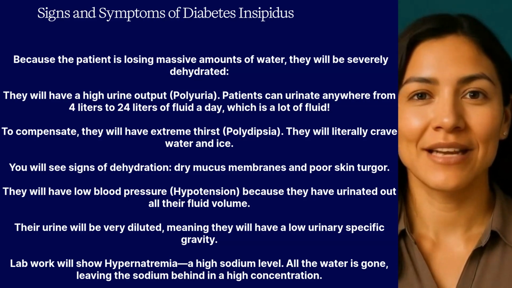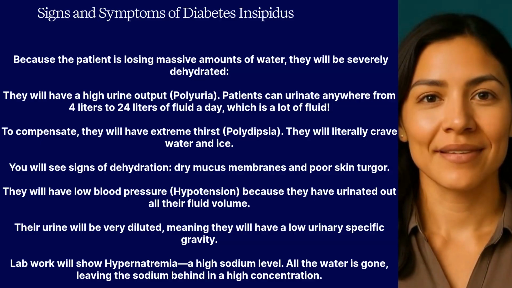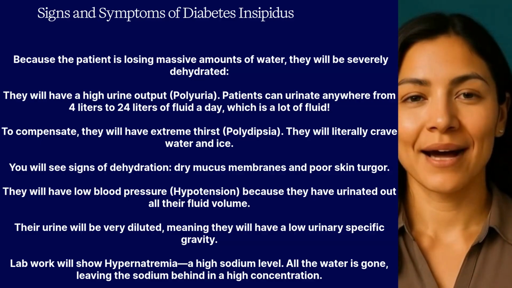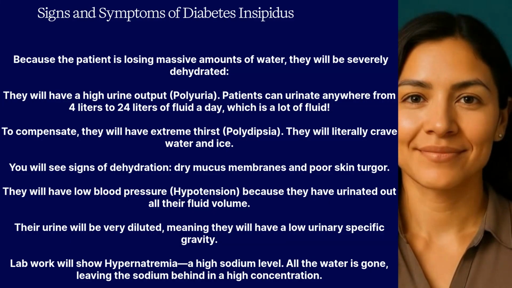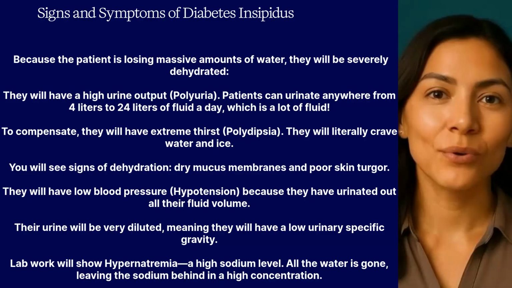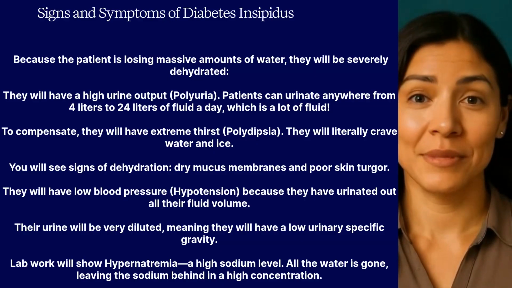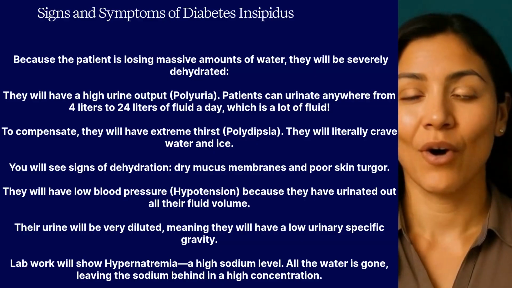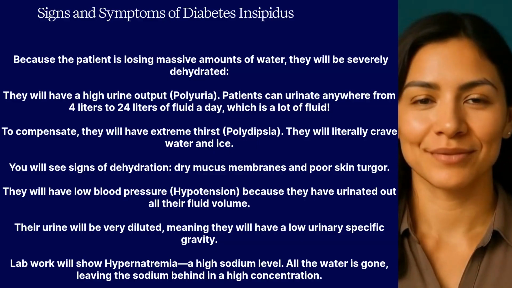You will see signs of dehydration: dry mucous membranes and poor skin turgor. They will have low blood pressure, hypotension, because they have urinated out all their fluid volume. Their urine will be very diluted, meaning they will have a low urinary specific gravity. Lab work will show hypernatremia, a high sodium level. All the water is gone, leaving the sodium behind in a high concentration.